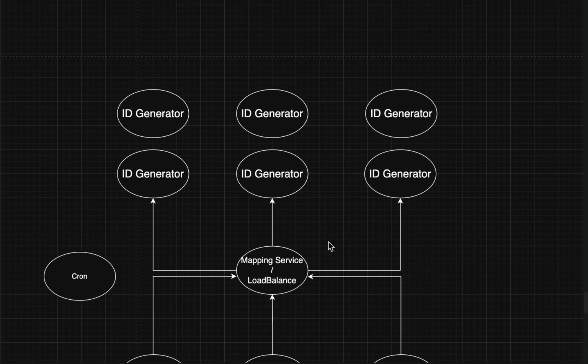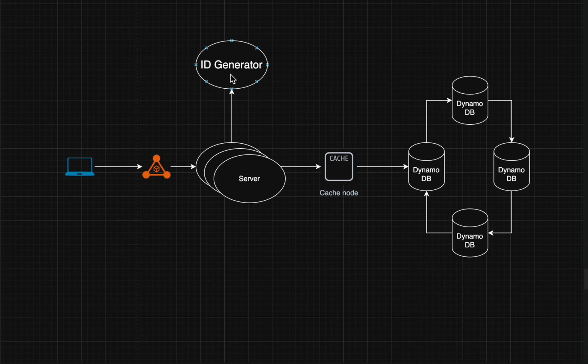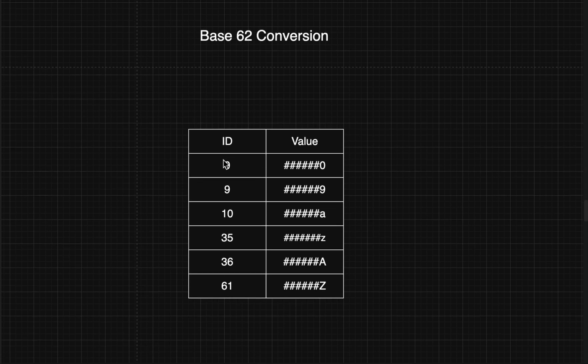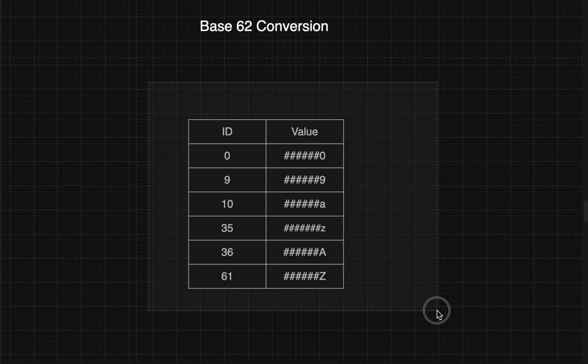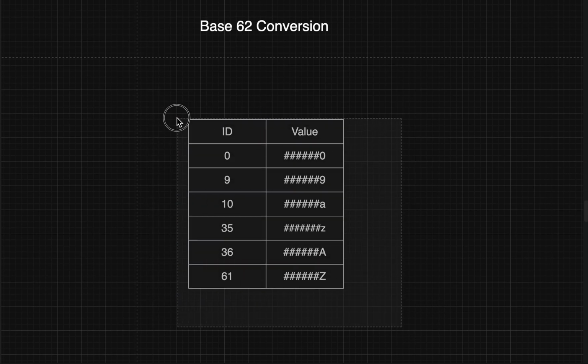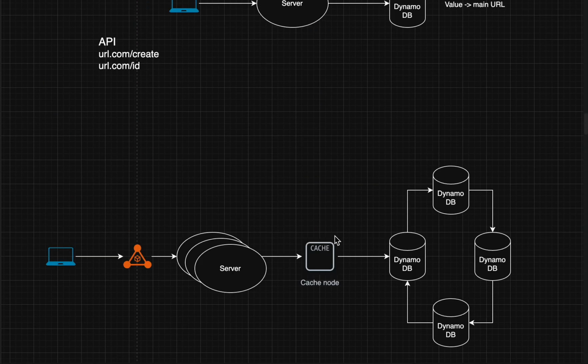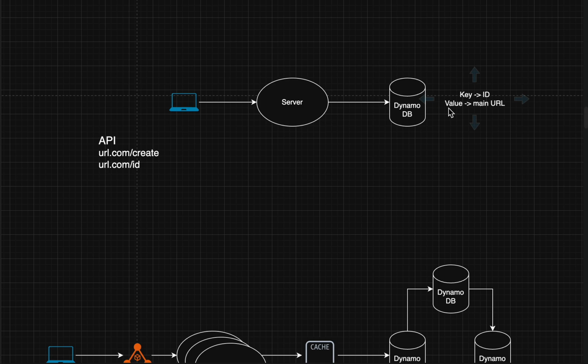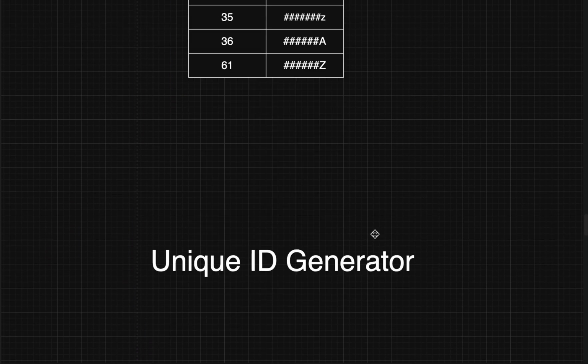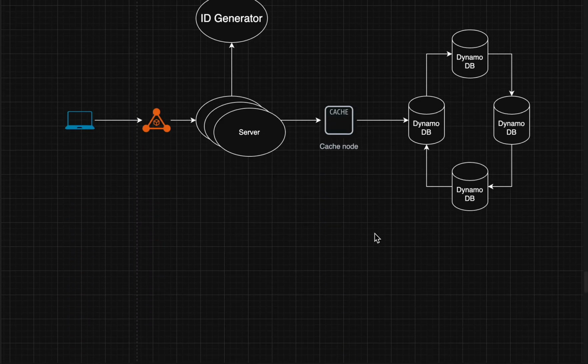As soon as we get the IDs from this, the server will convert that ID into our hash key, and based on that hash key, we'll save data as a key-value pair. The ID will be the key and the value will be the URL. As soon as we get a hit, we will check what the value is against that key, and we will redirect that request to that value.